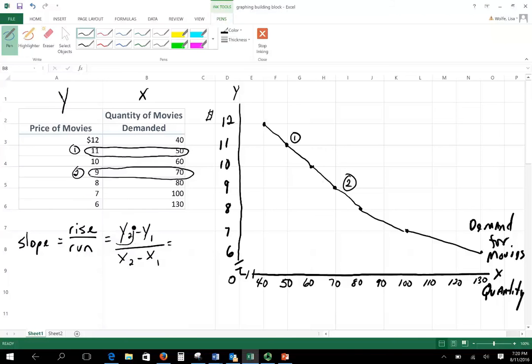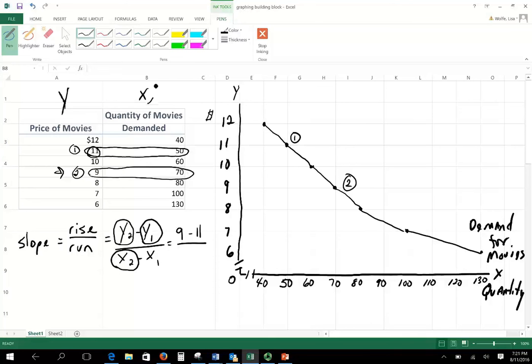First, we need the y value of the second point. Since this is the y variable, and this is the second point, the y variable of the second point is 9. Then we'll find the y variable of the first point. Again, this is our y variable. This is the first point. So that'd be $11.